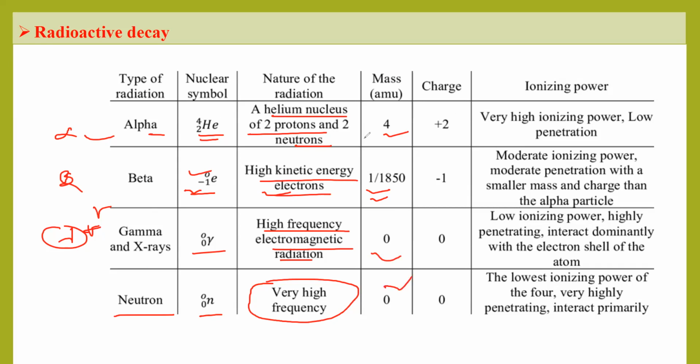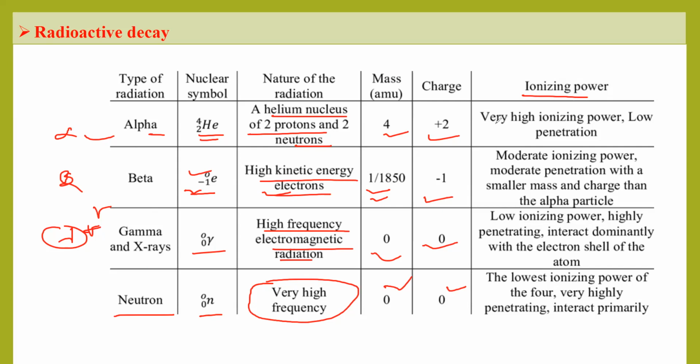Now, what are the charges on these? On alpha radiation, there is a +2 charge. Beta radiation has a -1 charge. Neutron and gamma radiations have 0 charge. Now, what is the ionization power? Ionization power means the capacity to ionize, or the capacity in which it can be ionized.